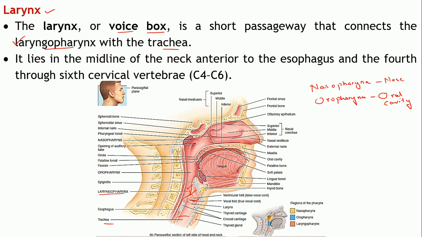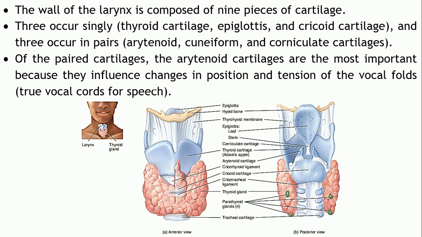Okay, so if you can relate it with the cervical vertebrae which are present over here. These are your cervical vertebrae, right? So it extends from the fourth cervical vertebra to the sixth cervical vertebra. Okay, so that's the location of the larynx. Also it is located anterior to the esophagus, as we have seen.